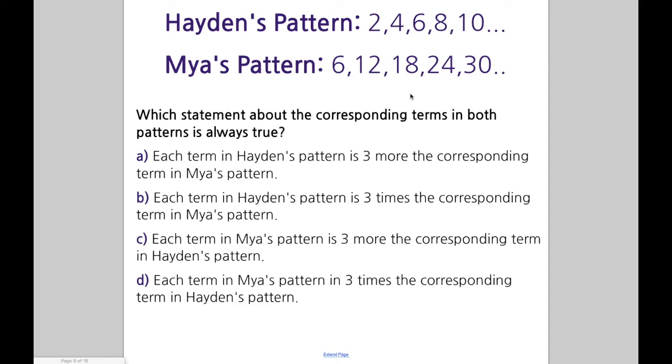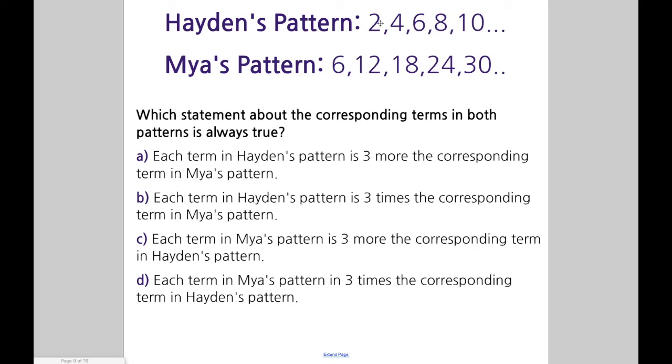So that can help me eliminate A and B. I'm going to look at C and D because I know that since Maya's pattern is larger, it's going to be 3 more or 3 times the corresponding term in Hayden's pattern. So let's see which one of those it is. Let's start at the first numbers in both of these patterns, 2 and 6. Well, I know that 2 plus 3, 2, 3, 4, 5. That doesn't quite work, so let's try the 3 times.